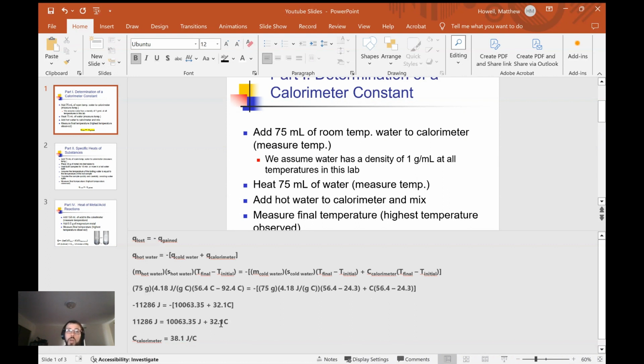And we can subtract the heat that is gained by the cold water, 10,063.35 joules, and ultimately divide both sides by 32.1 to solve for the calorimeter constant. And in my example, the calorimeter constant was 38.1 joules per degree Celsius. And that would be a fine value for a system that does not have perfect thermal insulation.